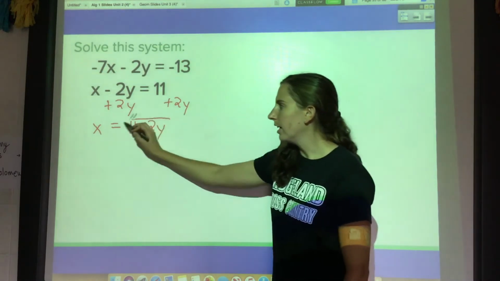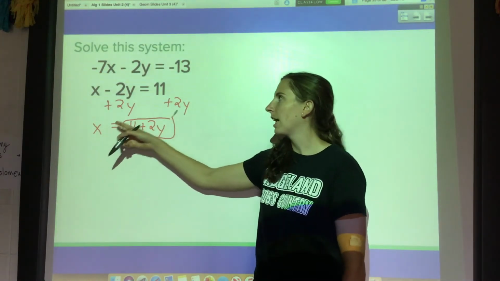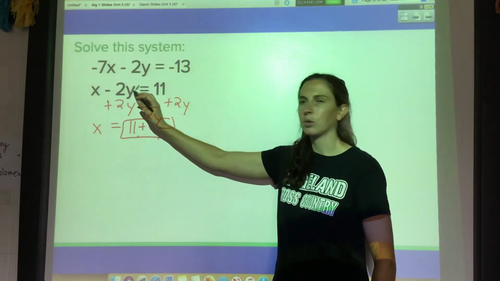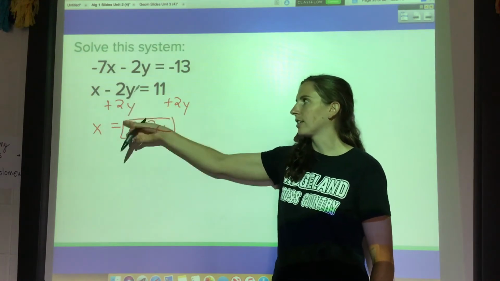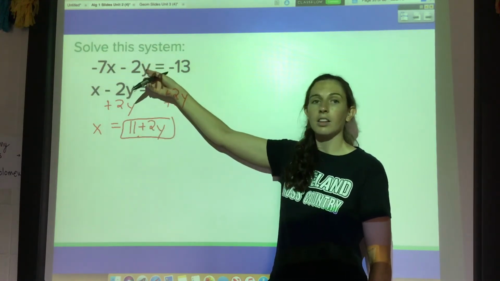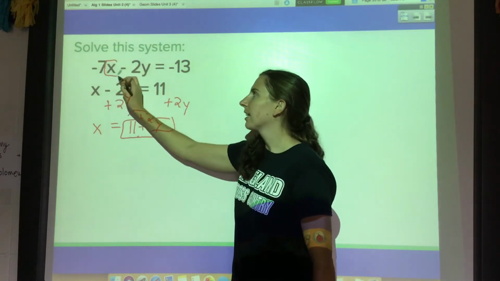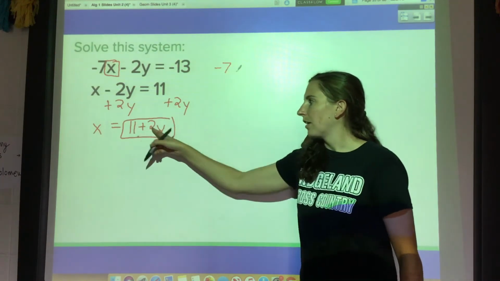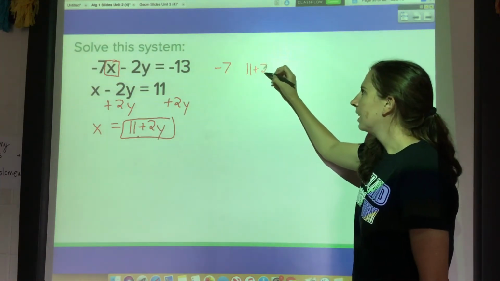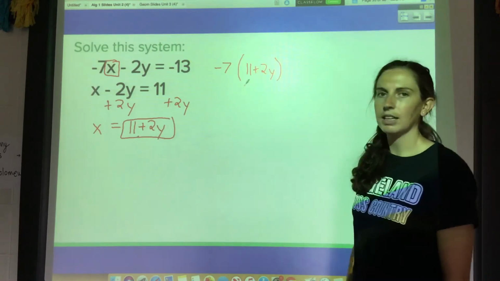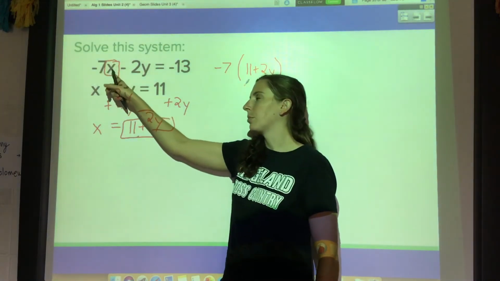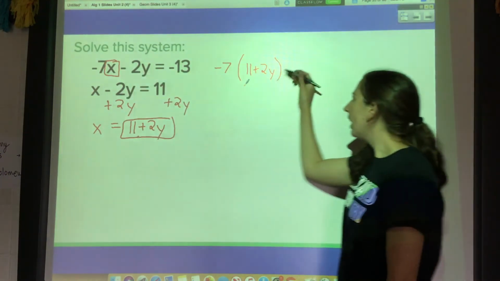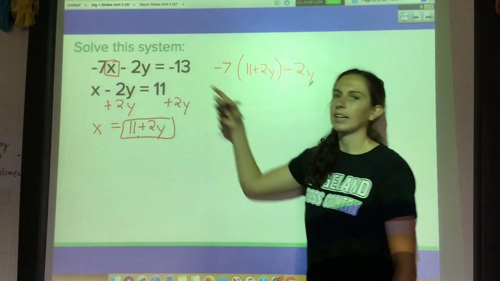So now that I know that this is actually just x, I can use my other equation. Don't substitute this into the equation you just used, because this and this are actually the same thing. You need to go use the other equation, and in place of that x, put in this. So it's -7 times (11 plus 2y). Just to clarify, you need parentheses around that because the -7 has to be multiplied by the entire x, which is all of this. Then minus 2y equals -13.